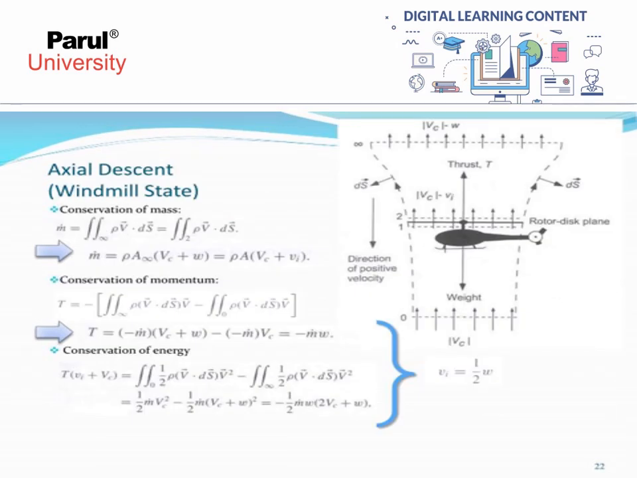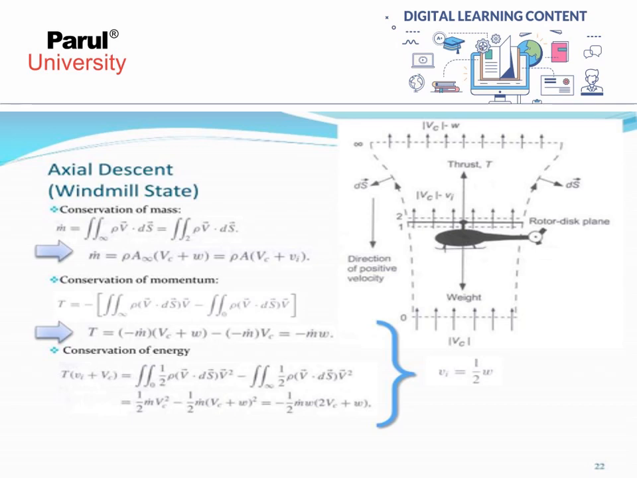Axial descent, windmill state. Conservation of mass flow rate is equal to the double integration at the infinity line of rho v dS, which is equal to the double integration at point 2 of rho v dS. m dot is equal to rho A infinity (Vc plus omega), which is equal to rho A (Vc plus Vi). Conservation of momentum: T is equal to minus the double integration of rho v dS into v minus the double integration at 0 of rho v dS into v. Thus T is equal to minus m dot (Vc plus omega) minus (minus m dot Vc), finally minus m dot into omega.